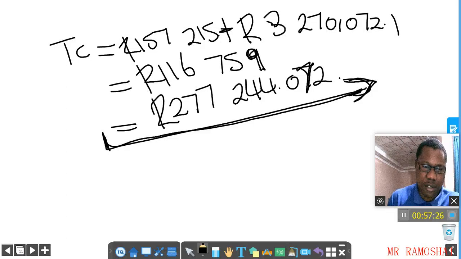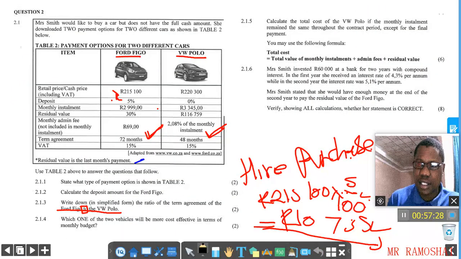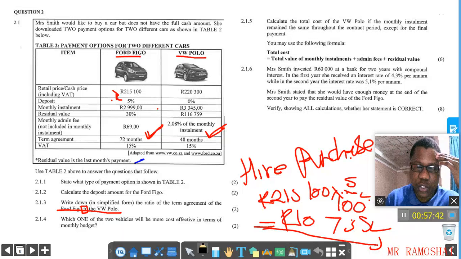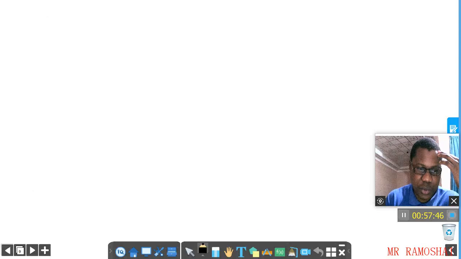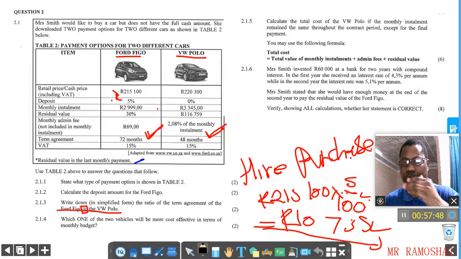Then you get your, how many marks was this? This was definitely 6 marks. Then you get your 6 marks, right? Let's go to the next question, 2.1.6. Let me add a page just next to this question so that I don't have to travel far.